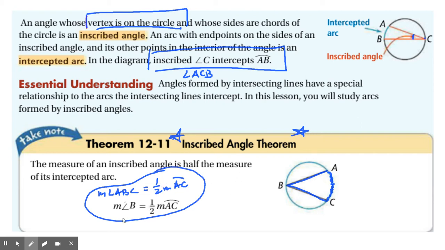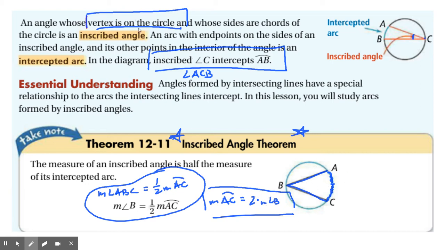Now, we can also write this from the perspective of the arc. If I wanted to find the measure of the arc AC, what I would do to this angle measure is multiply it by 2. 2 times, and let's just go with the measure of angle B. So keep that in mind too, that the inscribed angle is half the arc, but the intercepted arc is double, or 2 times, the inscribed angle.